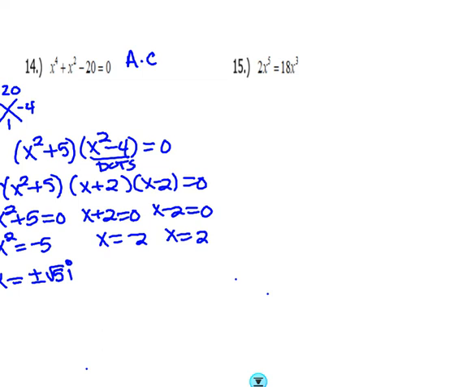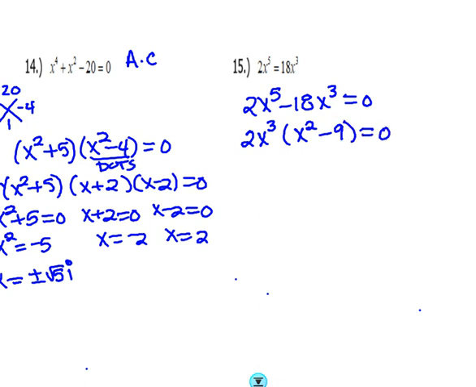All right, number 15. I'm going to get in standard form first. So I'm going to subtract the 18x to the 3rd. I've got a GCF of 2x to the 3rd. So I'm left with x squared minus 9. I know I'm going to have 5 solutions when I'm done. This factors again, that's difference of squares. So that's x plus 3, x minus 3.